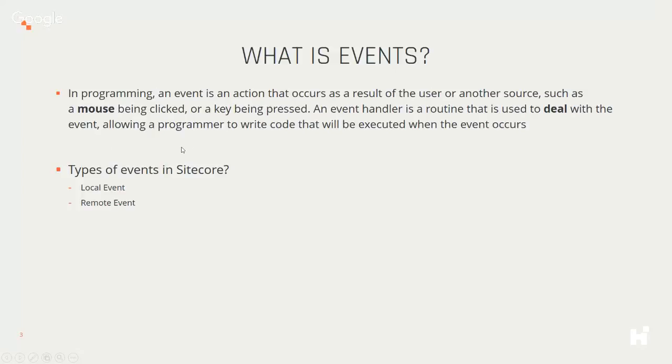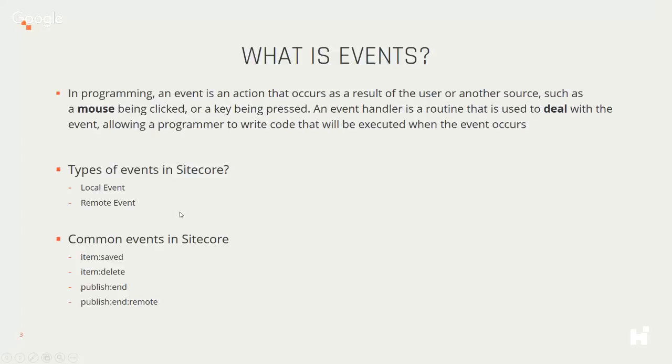Events in Sitecore have two types: one is local events and one is remote events. The local event, as we all know, is responsible for executing things on your machine, while the remote event is responsible for executing things on the remote machine in case you have multiple servers. So that's a brief introduction to local events and remote events.